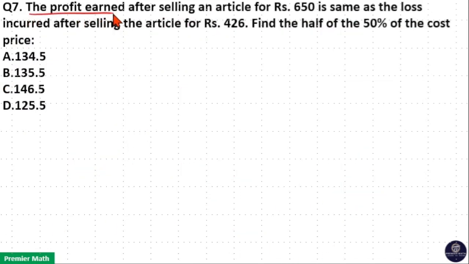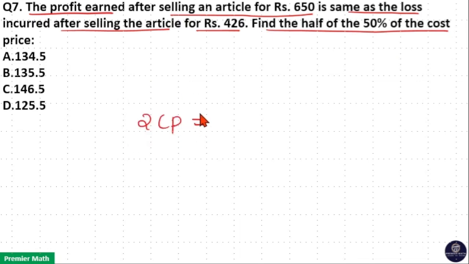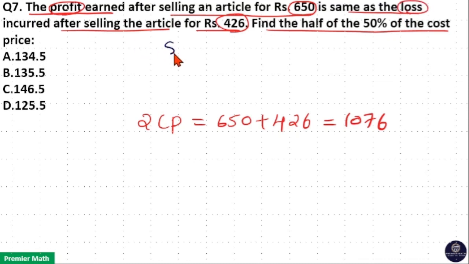The profit earned after selling an article for rupees 650 is the same as the loss incurred after selling the article for rupees 426. Find half of the 50% of the cost price. From the question it is clear that double the cost price is the same as the total of the selling prices, that is 650 plus 426, which is equal to 1076, because here profit is the same as the loss. Profit means SP minus CP, which is the same as the loss, which is CP minus SP.